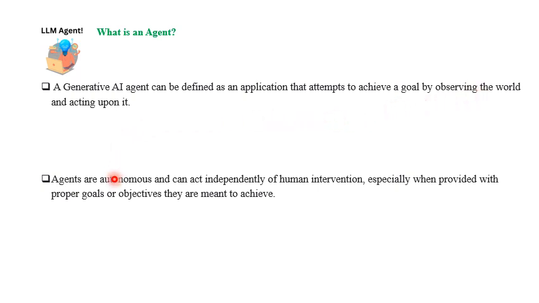Okay, agents are autonomous and can act independently of human intervention. This is the key feature that distinguishes an agent. They are autonomous and can act independently of human intervention, especially when provided with a proper goal or objective they are meant to achieve. To summarize, an agent is an application that follows a goal by observing the world and taking some action.